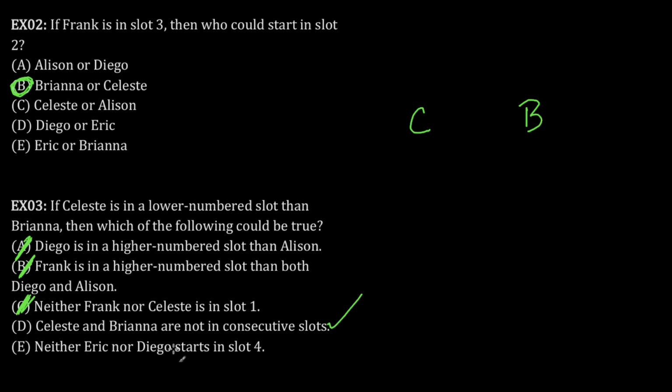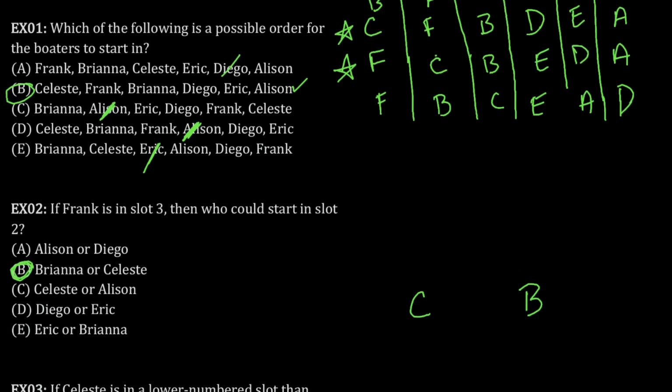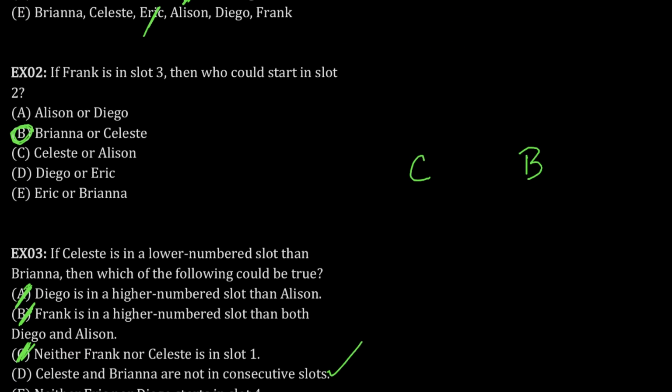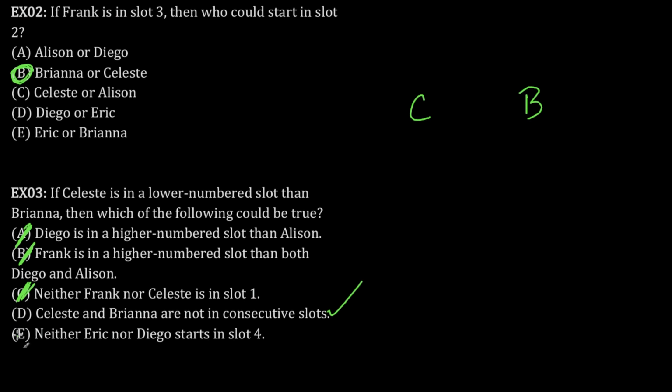Neither Eric nor Diego is in slot 4. Eric or Diego, nope. Diego's here. Eric's here. Nope. So that one's incorrect. Awesome. So I guess I'll circle that.